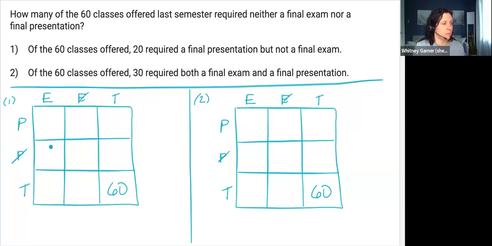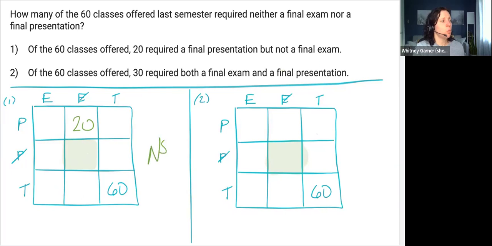So I'll start with statement, either one, they look about the same to me. I should note the thing I'm looking for, which is classes that require neither. So what I'm looking for is this middle box. You might put a circle around it. So of the 60 classes offered, 20 required a final presentation, but not a final exam. So 20. No way for me to get here. I only have these two pieces of data. So can't do it, so this would be not sufficient.